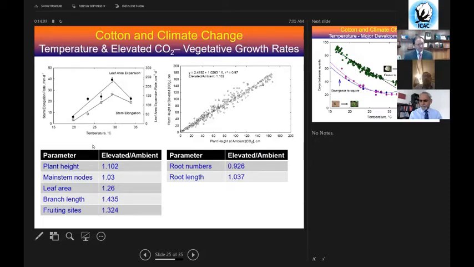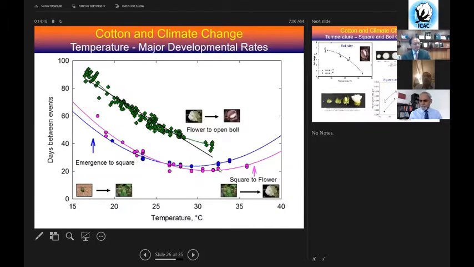Elevated CO2, to a certain extent, adds some more advantages. There is about a 10% increase in plant height. Main stem node addition rates are not that much different. Leaf area is about 26% more. Branch length is almost 43% more, and fruiting sites about 32% more under elevated CO2. Root growth is not much investigated, with very few studies, and there's not that much information available to make a comment on that.